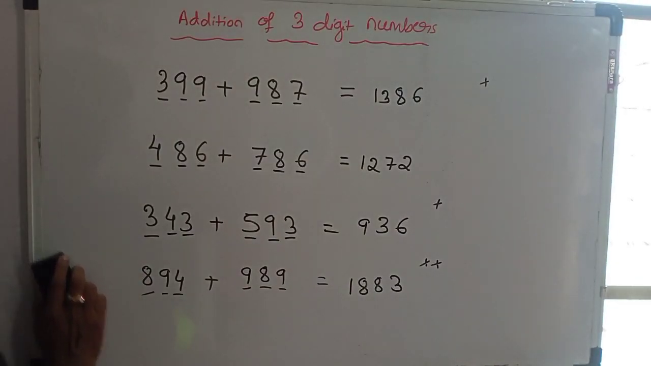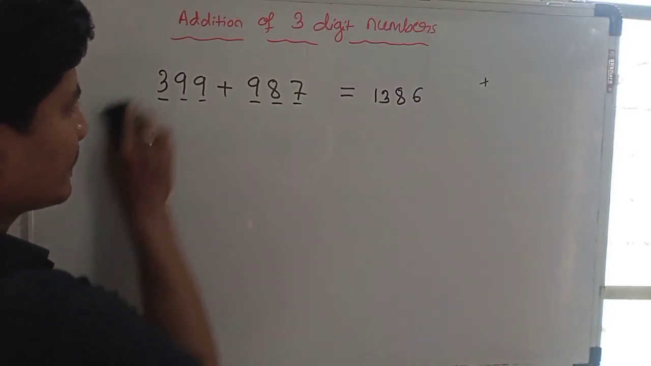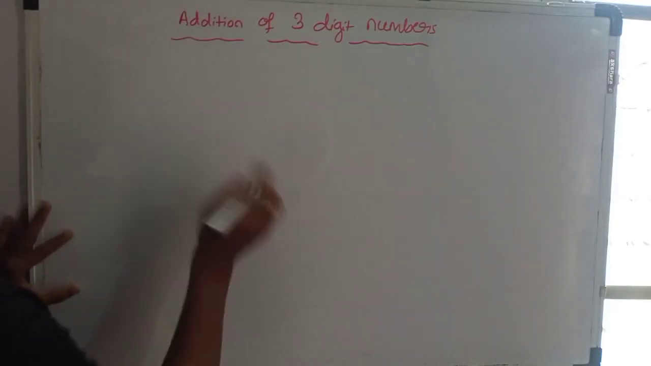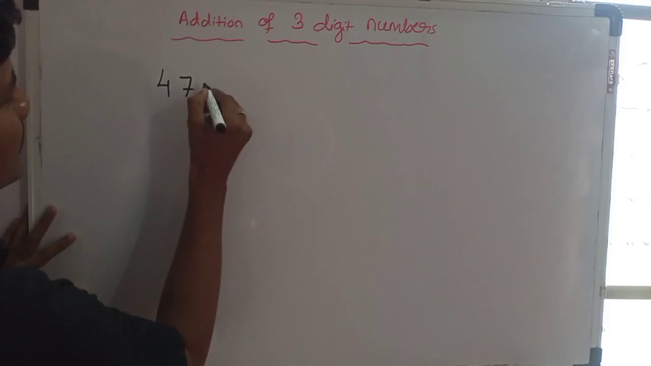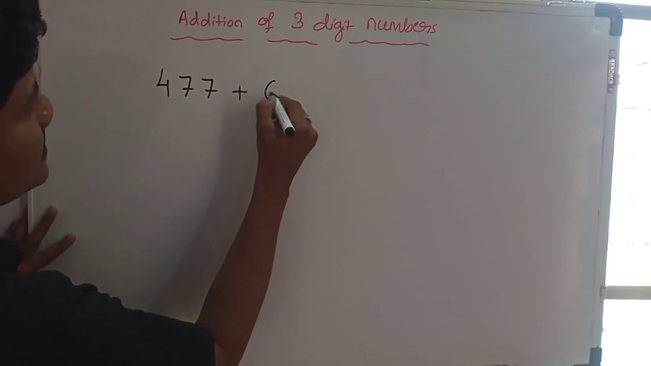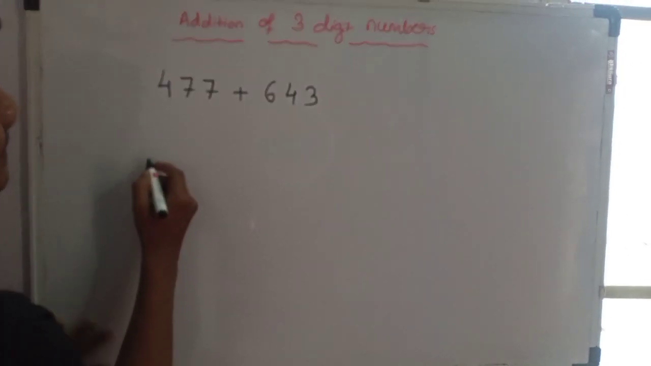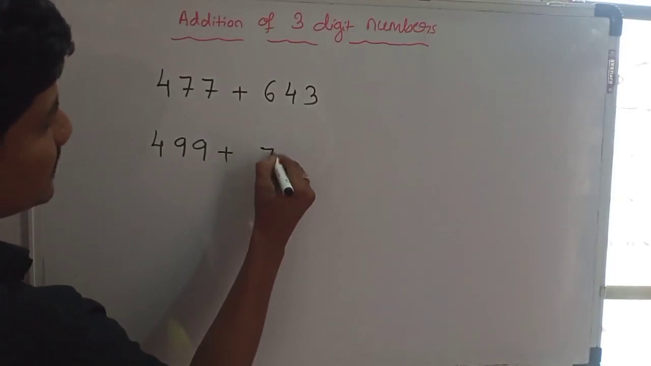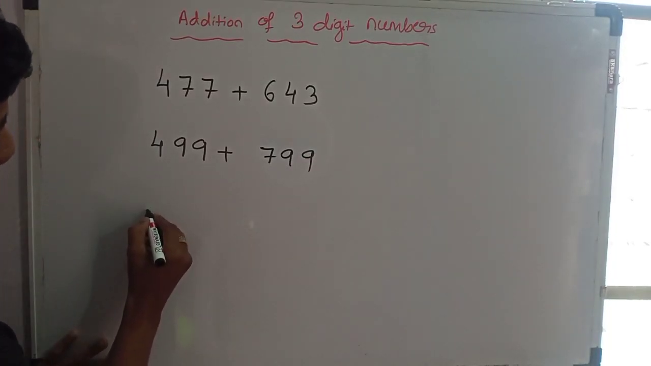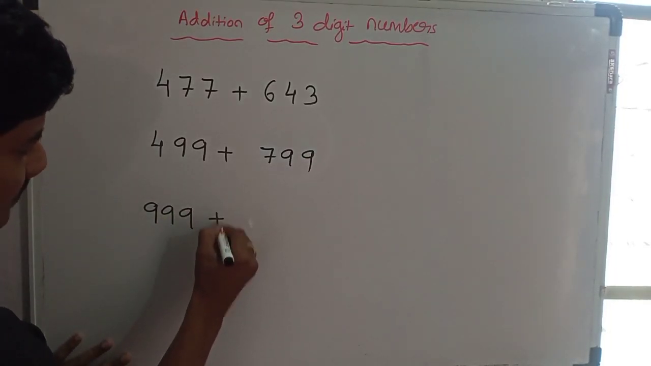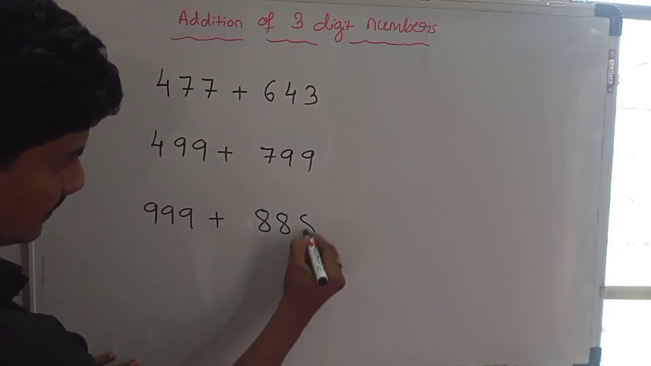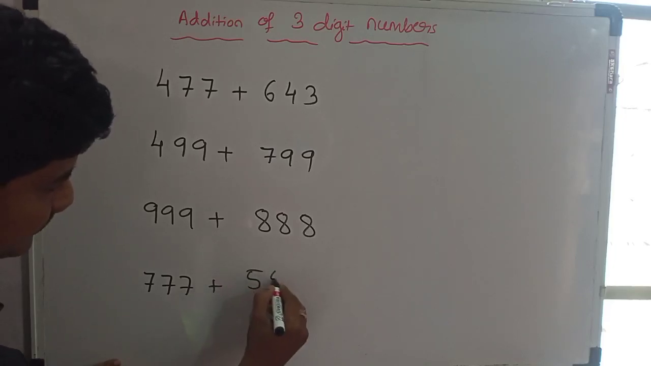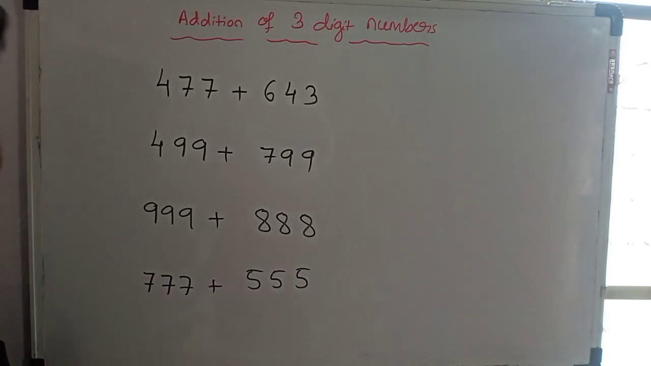Let's proceed with the next set of numbers, that is addition of three digit numbers. I am going to take the next numbers as 477 plus 643, 499 plus 799, 999 plus 888, 777 plus 555. How to add these numbers?